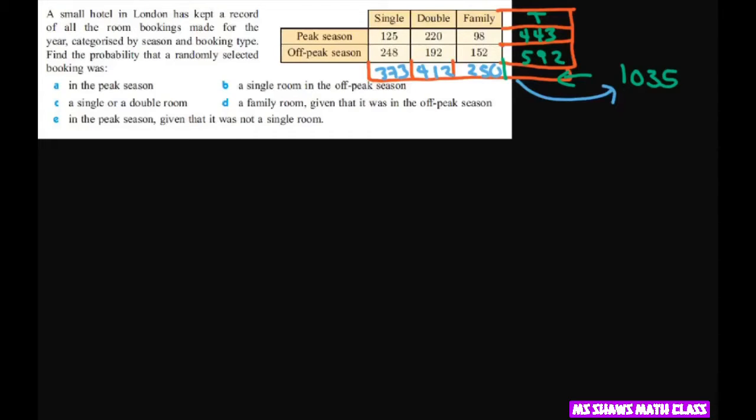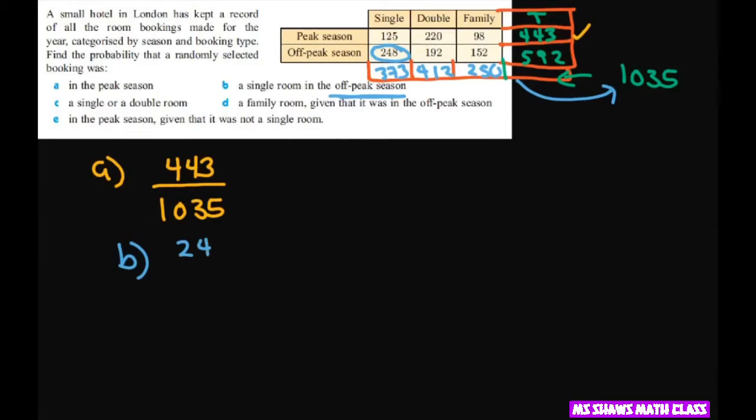So for the peak season, your peak season is 443, and you just divide by your total, which is 1,035. For B, in a single room in the off-peak season, you just look at off-peak here in the single room. So that's 248 divided by your total, 1,035.